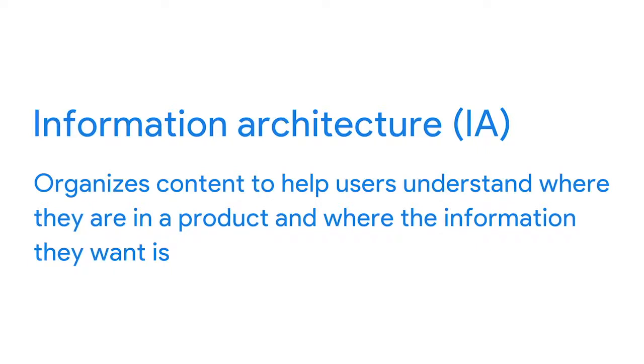Information architecture, or IA, organizes content to help users understand where they are in a product and where the information they want is. When users find a product easy to use, it means they can find what they're looking for quickly and intuitively. This isn't by chance, it's by design.